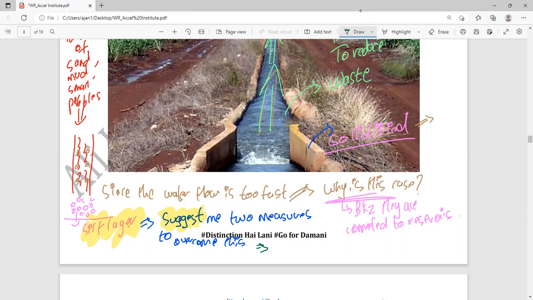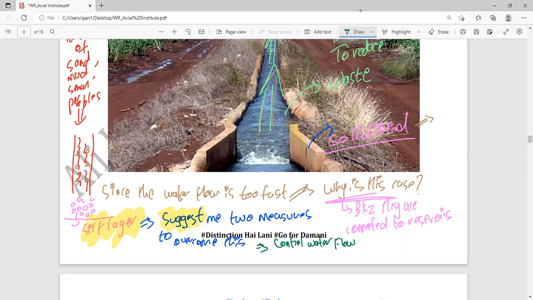Why is the silt being deposited? It's because there is consistent flow of water. So what you can do is that you can control water flow. Yes or no? Automatically your deposition of silt will be controlled.